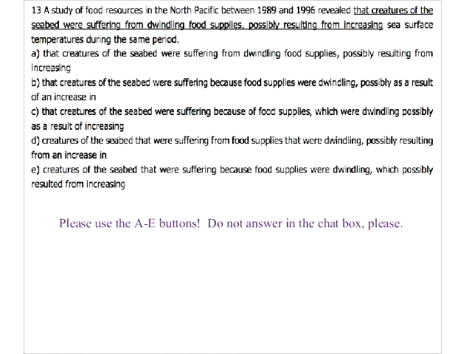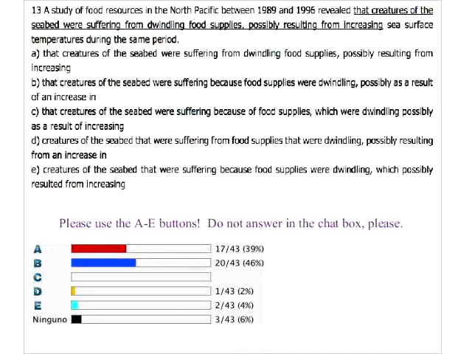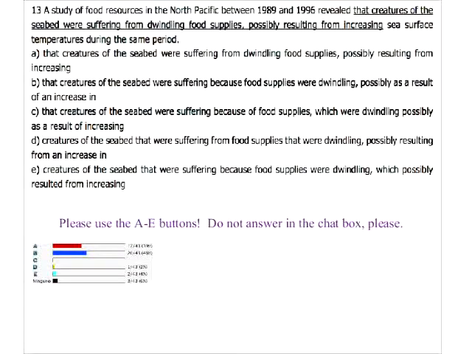Okay, so here's our results. A lot of people picking A, a lot of people picking B. Let's talk about it.